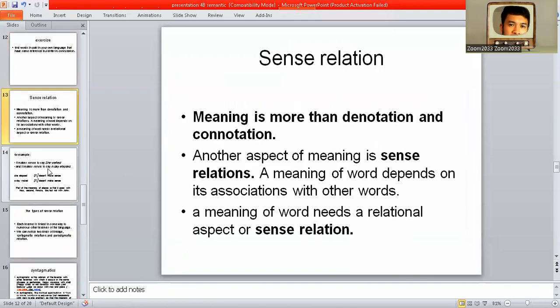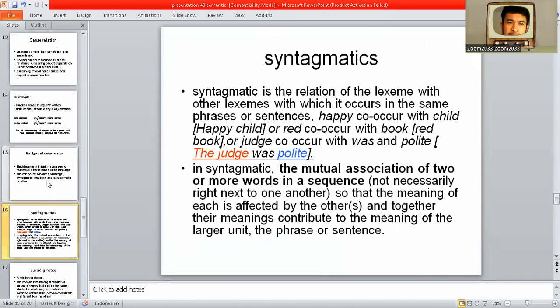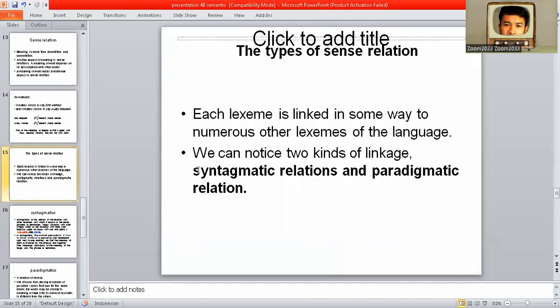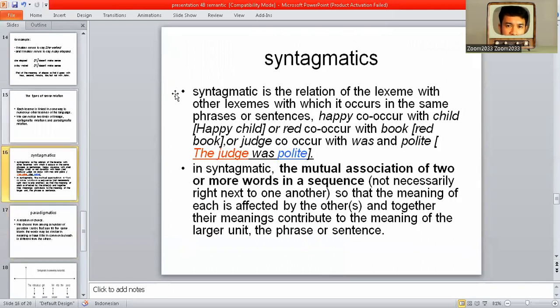Okay, I would like to talk about something fundamental here: syntagmatic relation and paradigmatic relation. Syntagmatic relation is the relation of a lexeme with other lexemes with which it occurs in the same phrases or sentences.